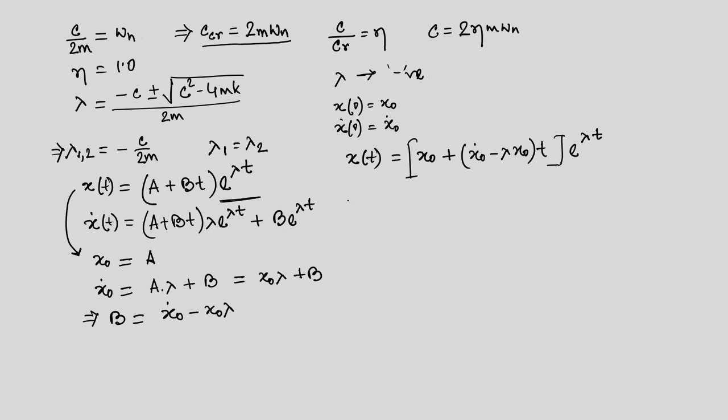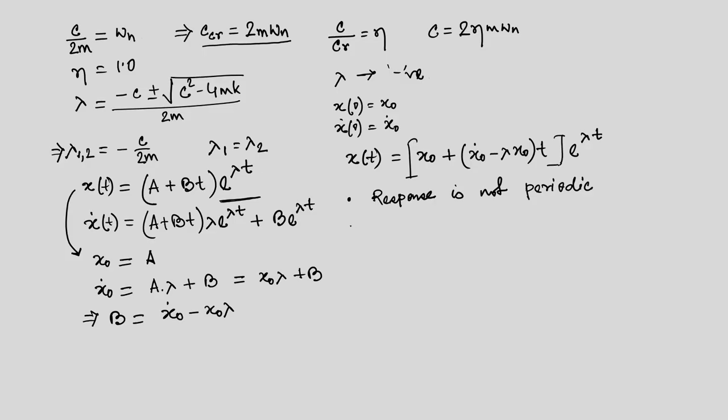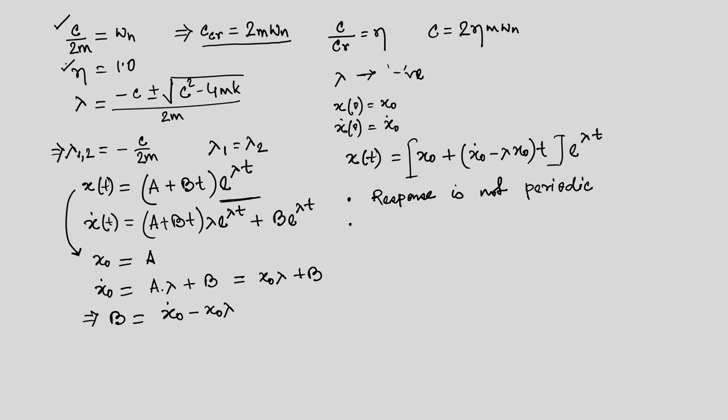Again, in this case, what we can conclude is that the response is not periodic. So, we will have no vibration in this case because on the right hand side we have no oscillating term. Not only that, what we can conclude is that this damping is satisfying the condition C by twice m equal to omega n, or in other words we have critical damping ratio which is equal to 1. Because of this value of damping, it ceases any vibration to happen.